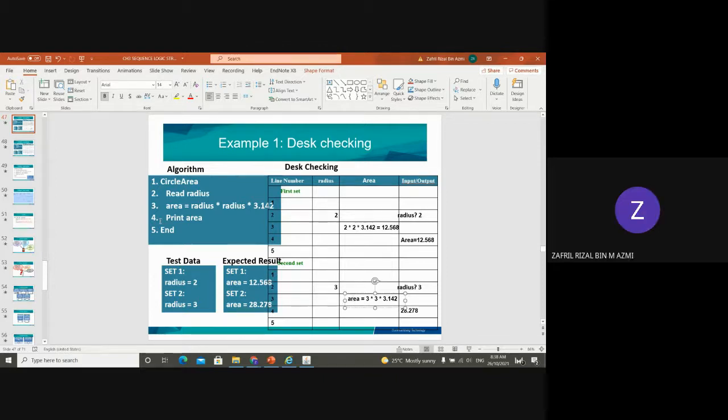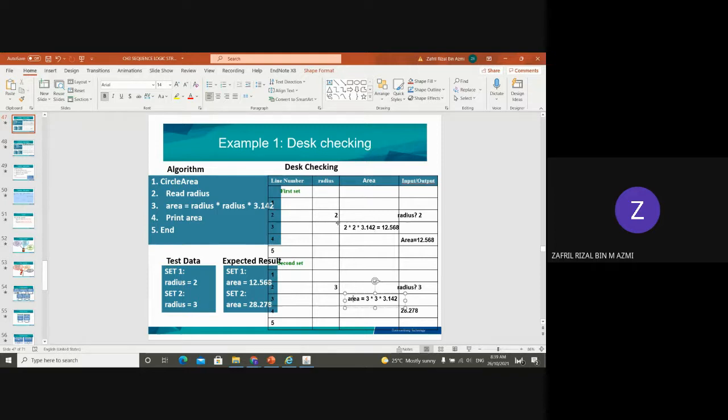Okay, so once you produce a much more complicated algorithm, you are going to have very long dash checking, maybe more than 1 page. Especially if you include decision and looping in your algorithm.